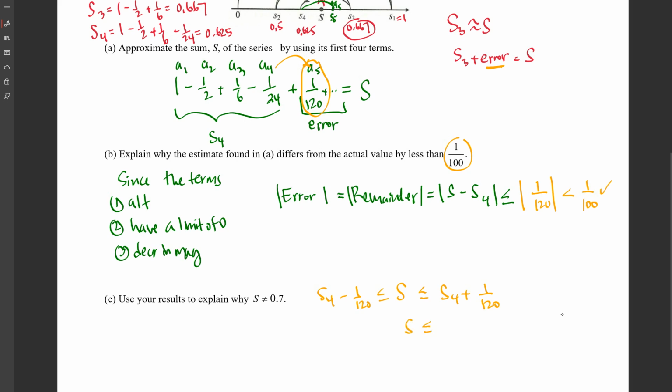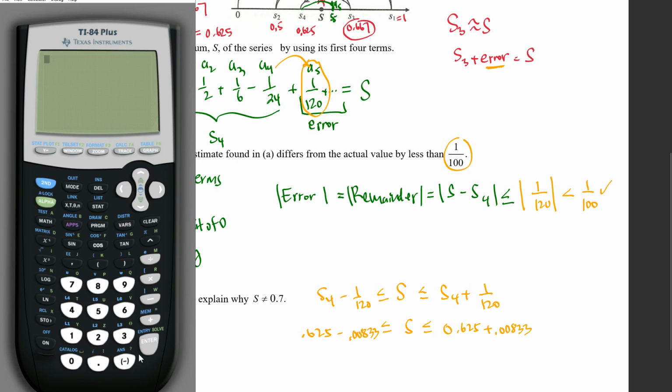This means that S is between, I know that S4, right here, is 0.625. So I would say 0.625 minus 1 over 120. If I put that in the calculator, I'll get 0.00833, and S4 here is going to be 0.625 plus 0.00833. Let me check the 1 over 120: 1 divided by 120, that's 0.00833. And so what I want to do is add that with 0.625.